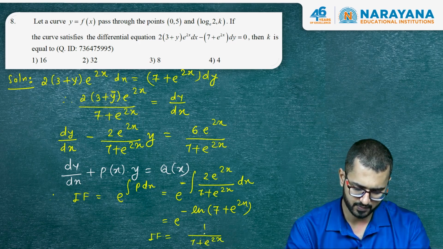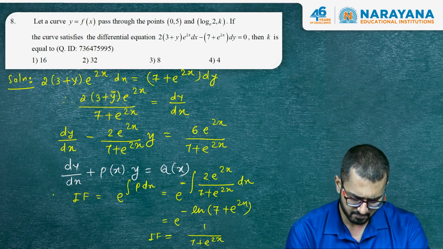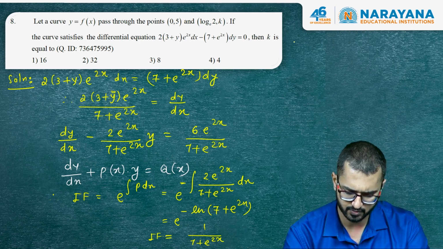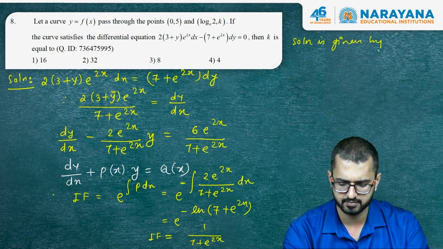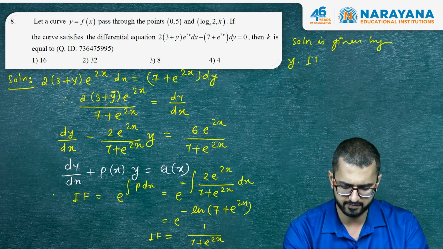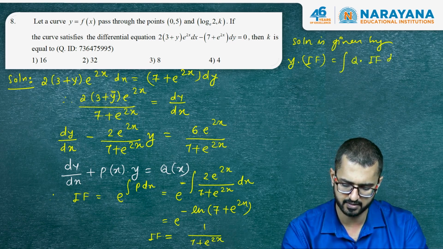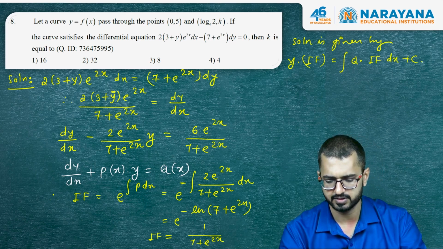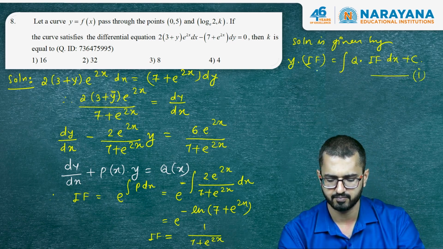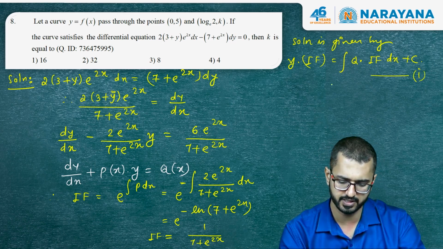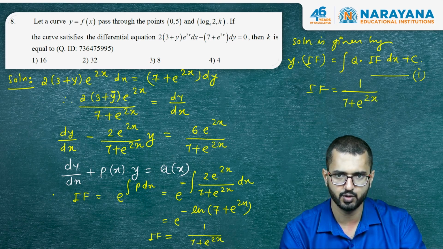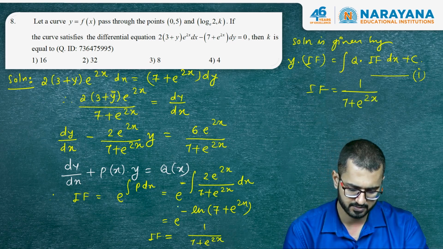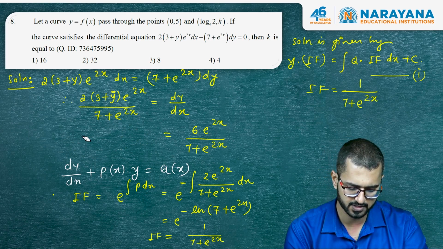So now we have to move ahead. The solution is given by y into integrating factor is equal to integration of q into integrating factor dx plus c. So our goal is now to calculate this part. The integrating factor we already have, it's 1 over 7 plus e to the power 2x. So let's solve this differential equation now.